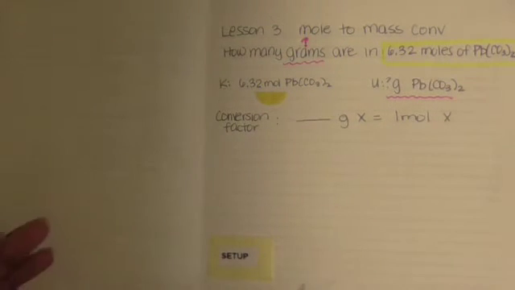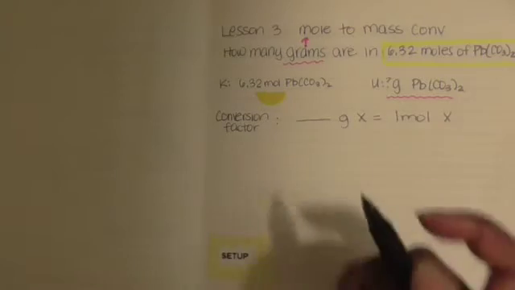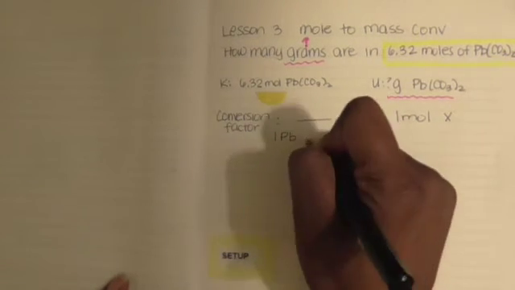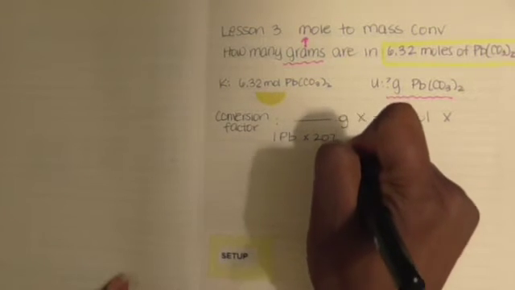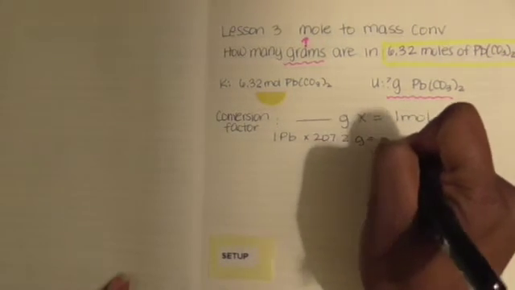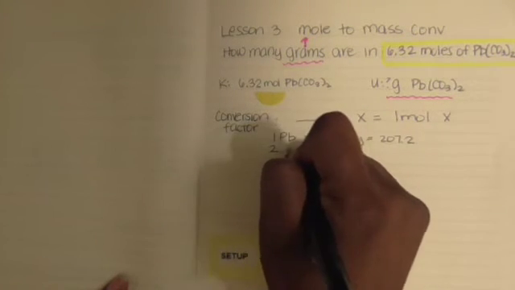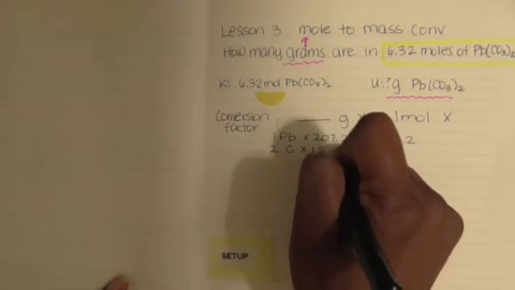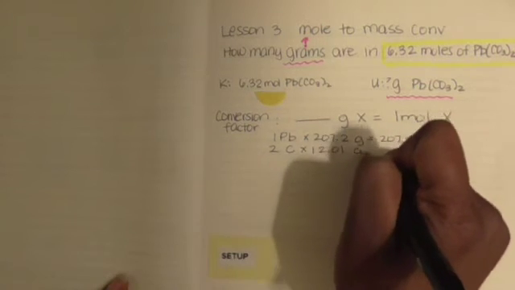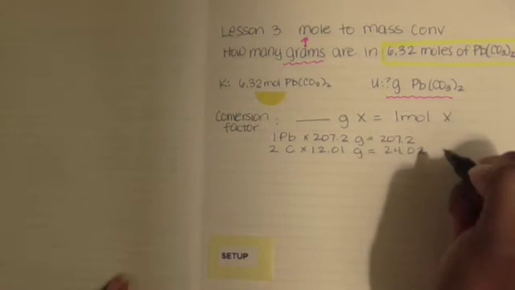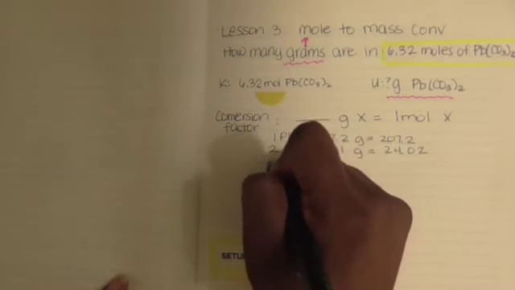Okay, and we would do the same process that we did before on the previous piece of paper, which is 1 lead times 207.2 grams is equal to 207.2. Then we also had 2 carbons times 12.01 grams, and that was 24.02 grams. And it looks like my number was wrong in the last problem, so I'll go back and fix that in just a second.